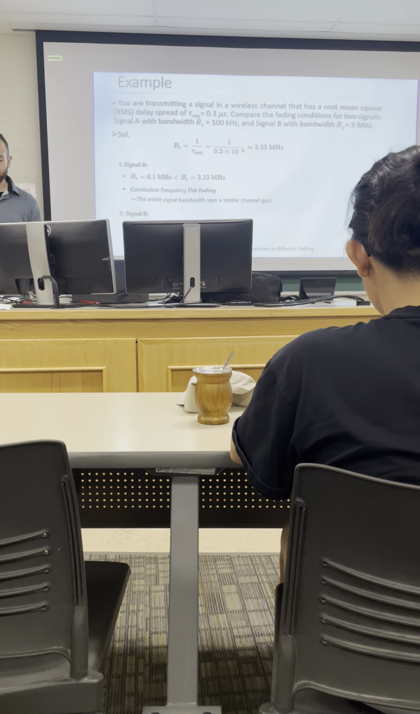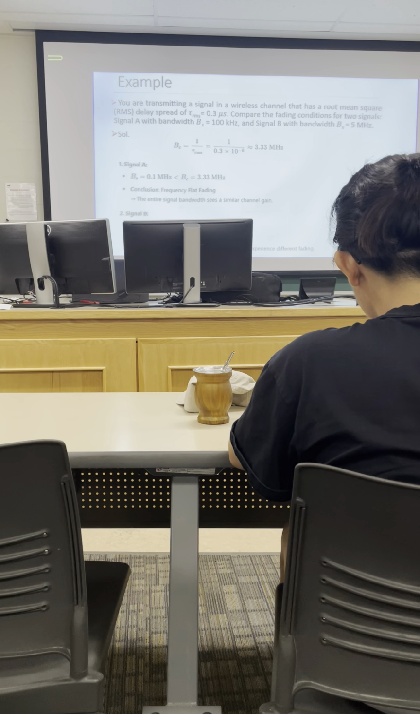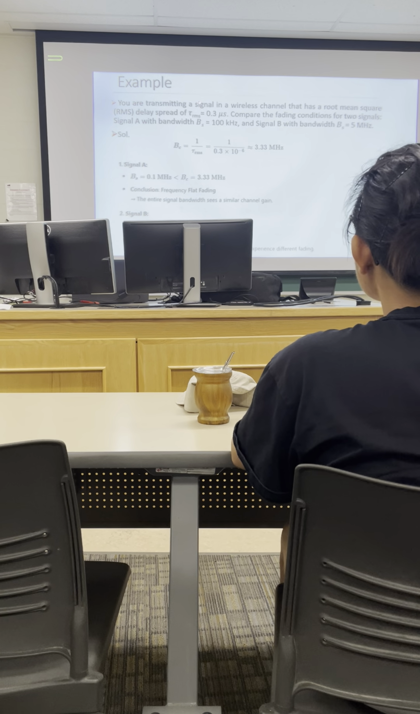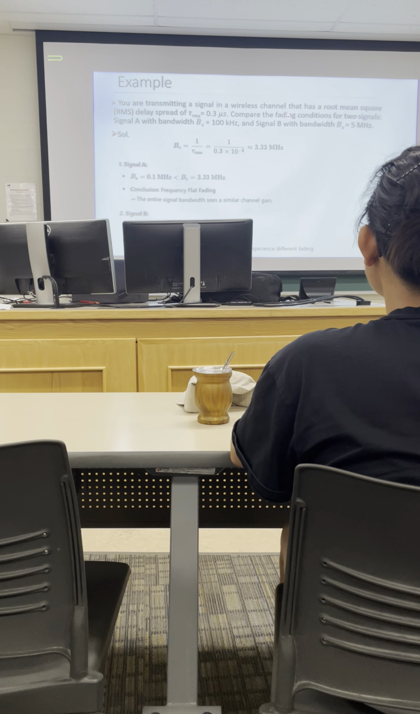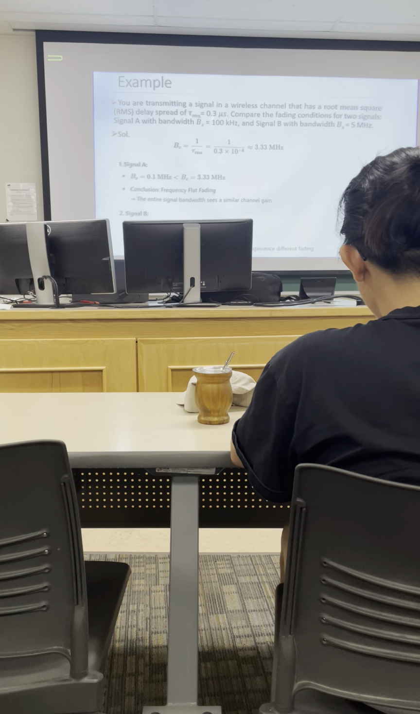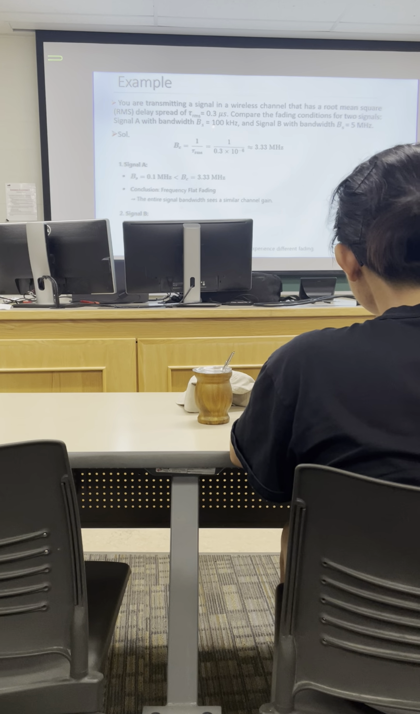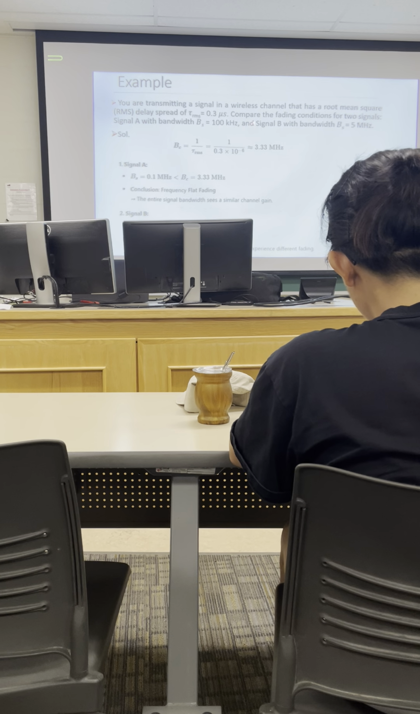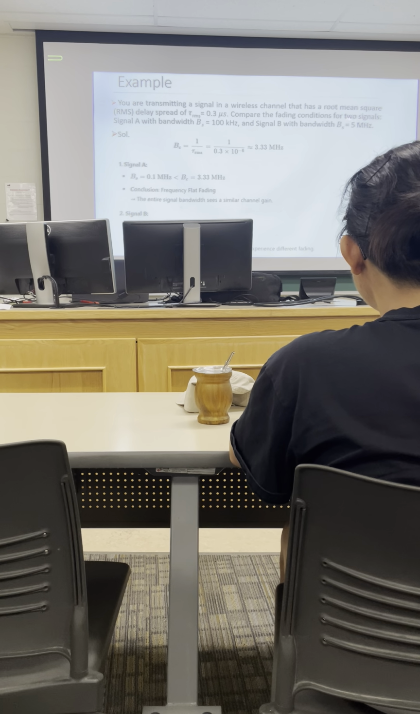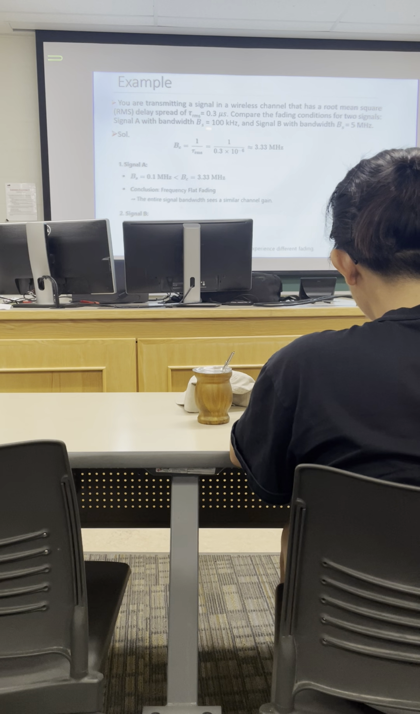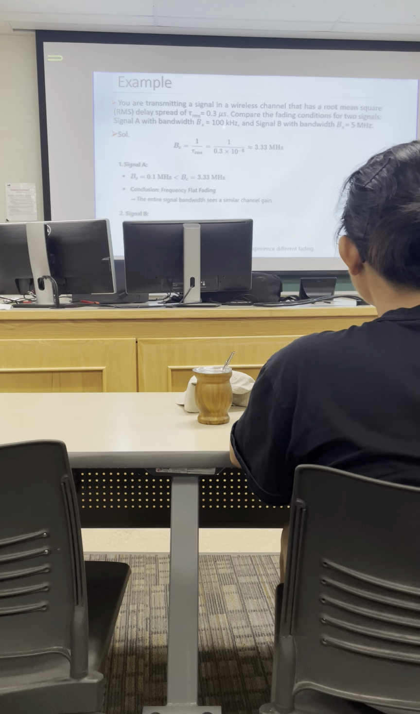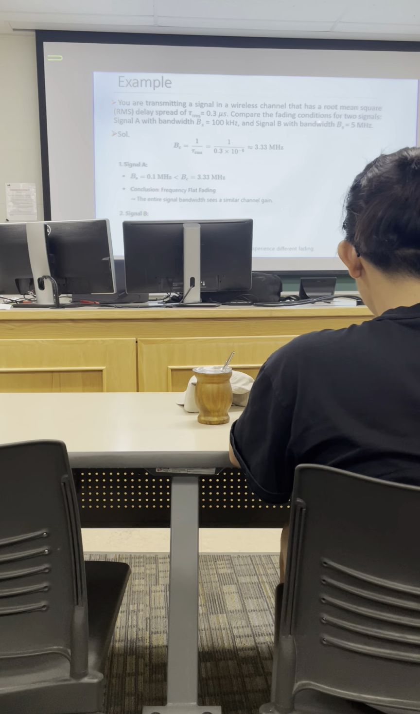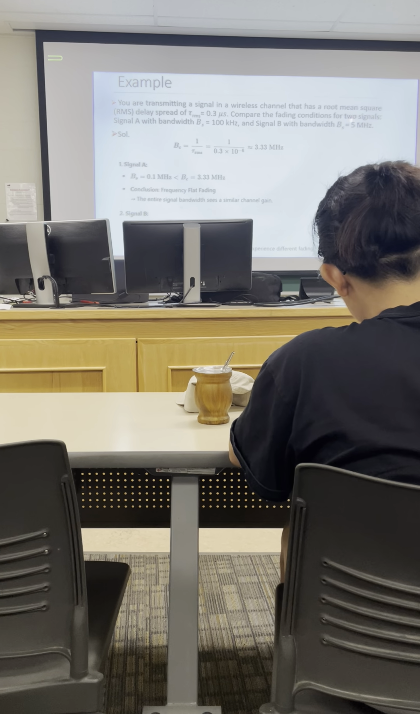Okay, so let's study this example. You are transmitting a signal in a channel that has a root mean square delay spread tau of 0.3 microseconds. We need to compare the fading conditions for the following two signals: signal A with a bandwidth of 100 kilohertz and signal B with a bandwidth of 5 megahertz.